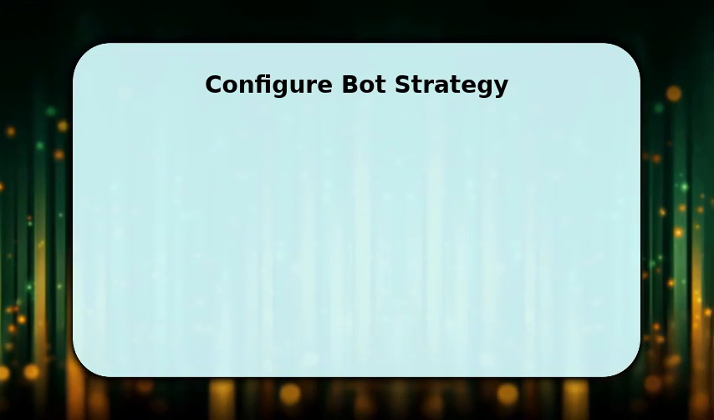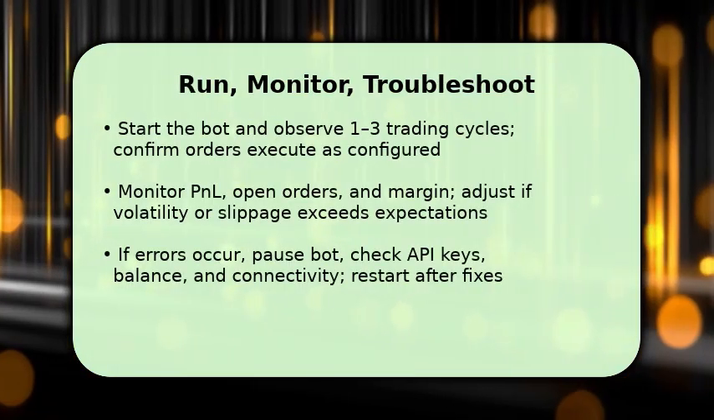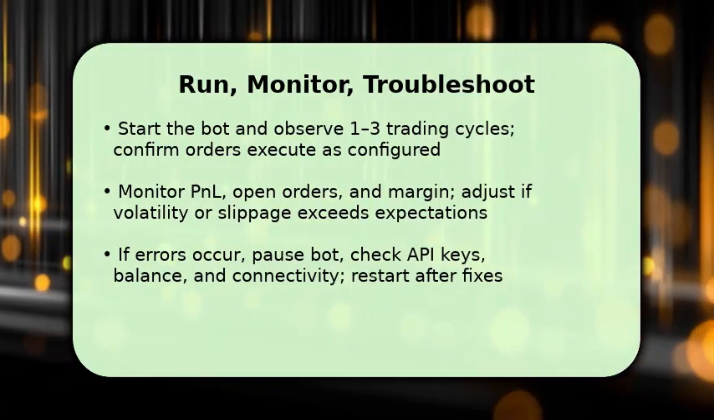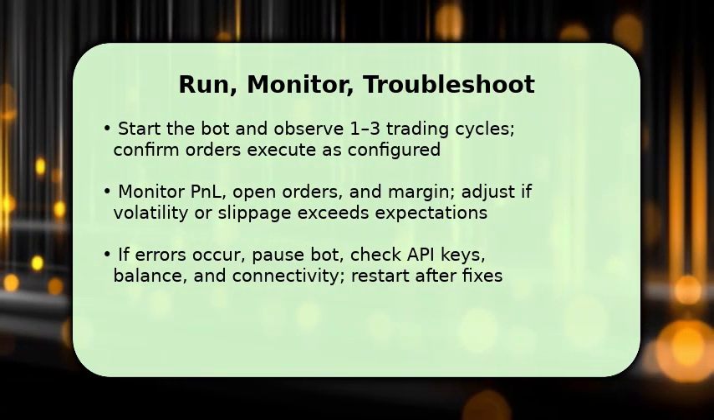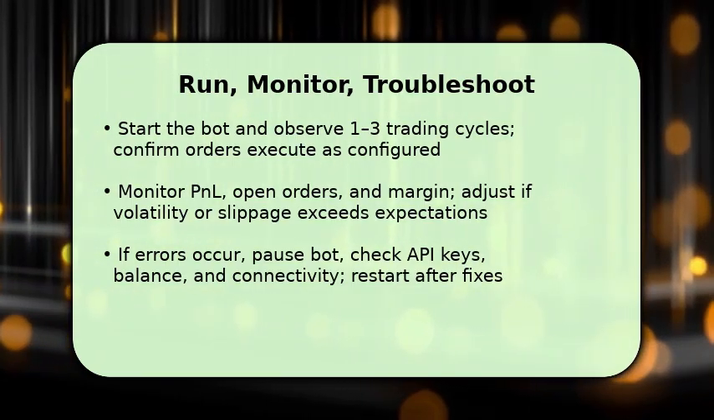You start the bot and watch the first 1 to 3 cycles closely so you see how orders fill and how PNL evolves. Make sure to monitor open orders, margin usage, and slippage. Adjust grid spacing or order size if market volatility causes unexpected fills.